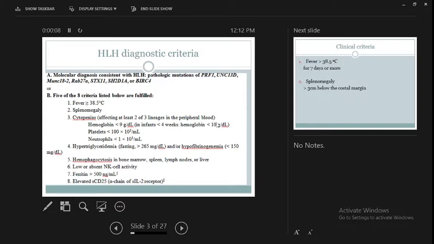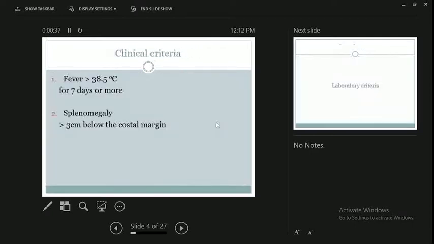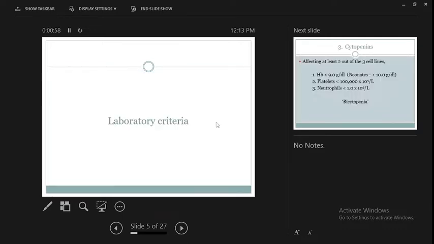Okay, so the diagnosis of HLH is based on the presence of certain diagnostic criteria. If it's primary HLH, which is the inherited form, you have to prove the presence of certain genetic mutations, which includes perforin gene mutation. If it's secondary or acquired HLH, we have 8 criteria, out of which 5 should be present to diagnose HLH. So there are 2 clinical criteria: fever of 38.5 centigrade or more for 7 days or more, and splenomegaly, which should be 3 centimeters or more below the costal margin. You can confirm this by imaging.